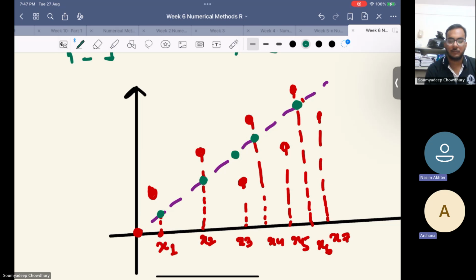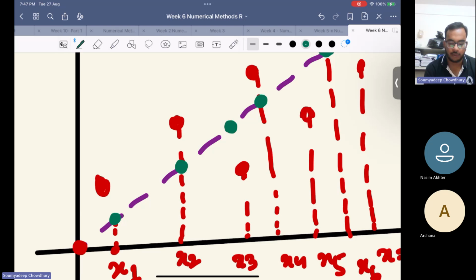Can you zoom in where x1 is lying? The point? Are you able to see? I have zoomed it.